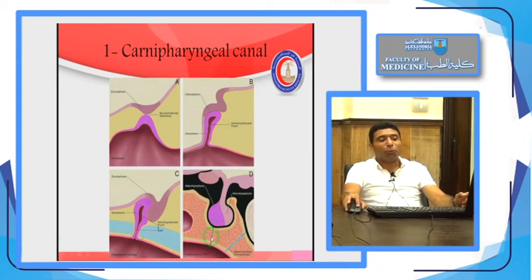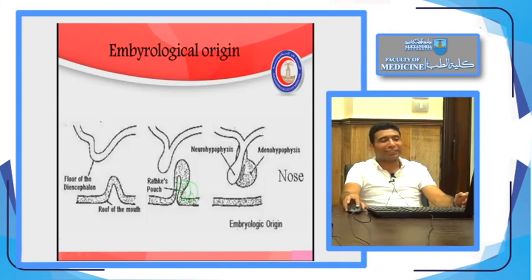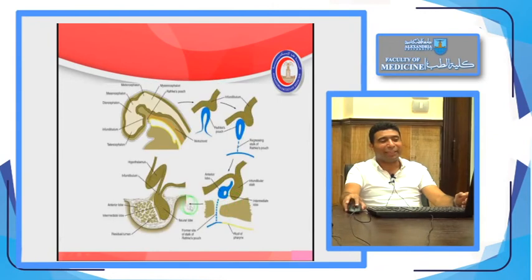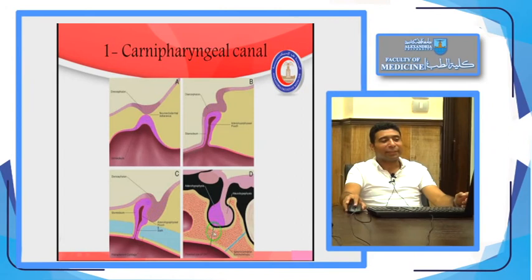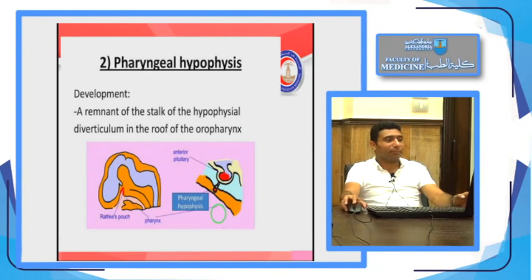Craniopharyngeal canal is due to persistence of what's called Rathke's stalk. It will persist here. This dotted line is the site of the craniopharyngeal canal, and it is a fatal condition because any infection in the nasopharynx, and this is where we are exposed to multiple infections, will be transmitted to our brain. The other one is pharyngeal hypophysis.